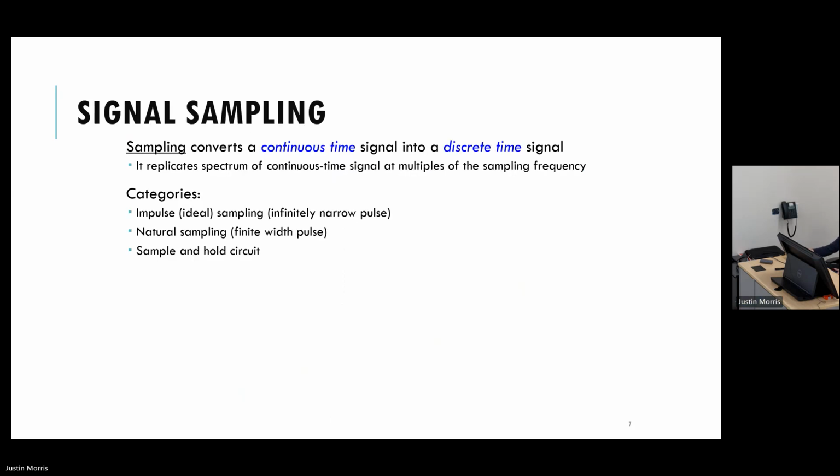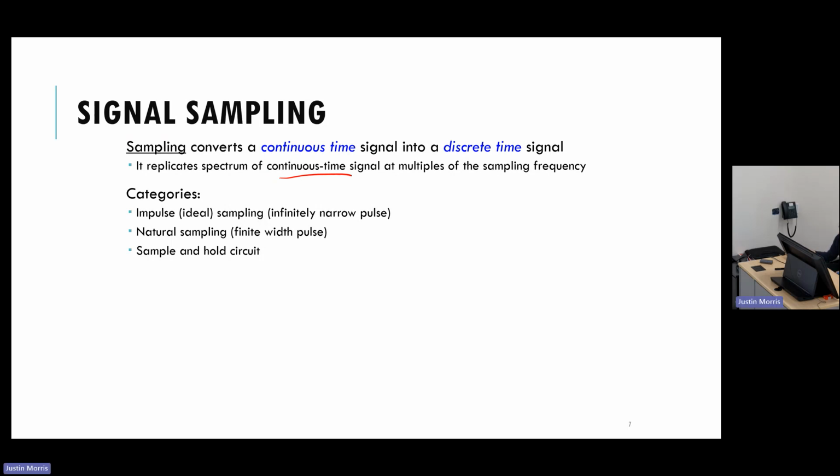All right. So we talked about signal sampling. Sampling converts this continuous time signal into a discrete time signal because we are sampling it in discrete time intervals. And it's going to create this kind of approximation of the continuous time signal based on the sampling frequency.